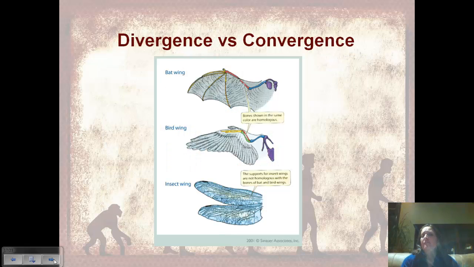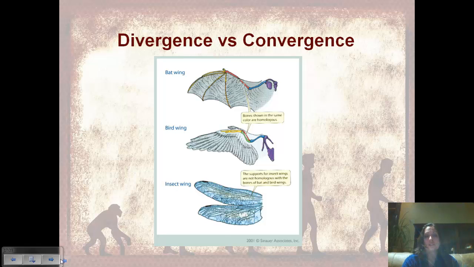There's a difference between divergence and convergence. Divergence is where organisms share a common ancestor and at some point they diverged. And convergence is where organisms don't share a common ancestor, but they're adapting to a similar environment, so they're converging or starting to look similar. So divergent organisms are going to look different, but they may have the same structures. Convergent organisms may look similar, but they're going to have different structures.